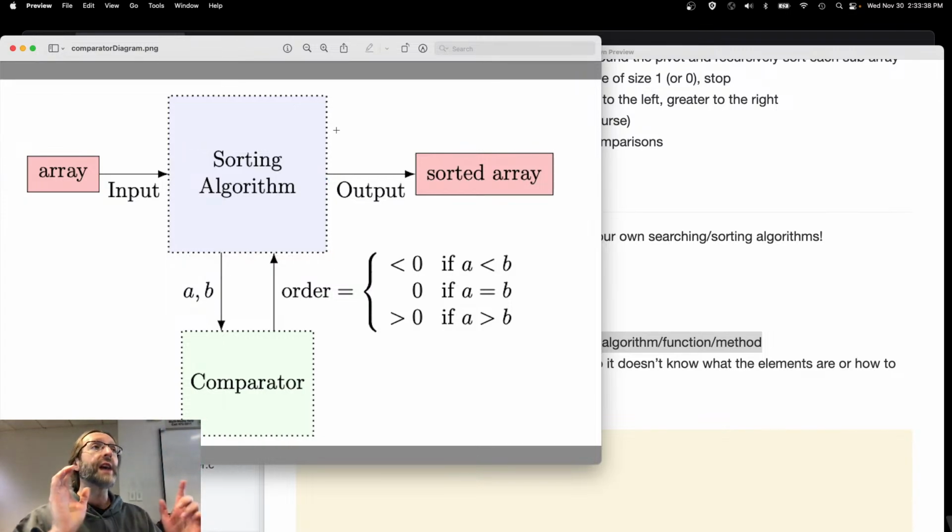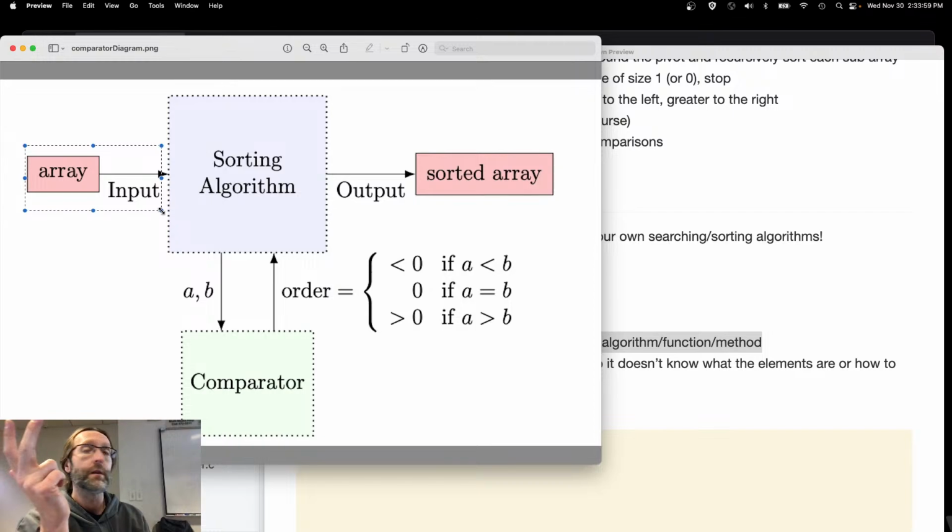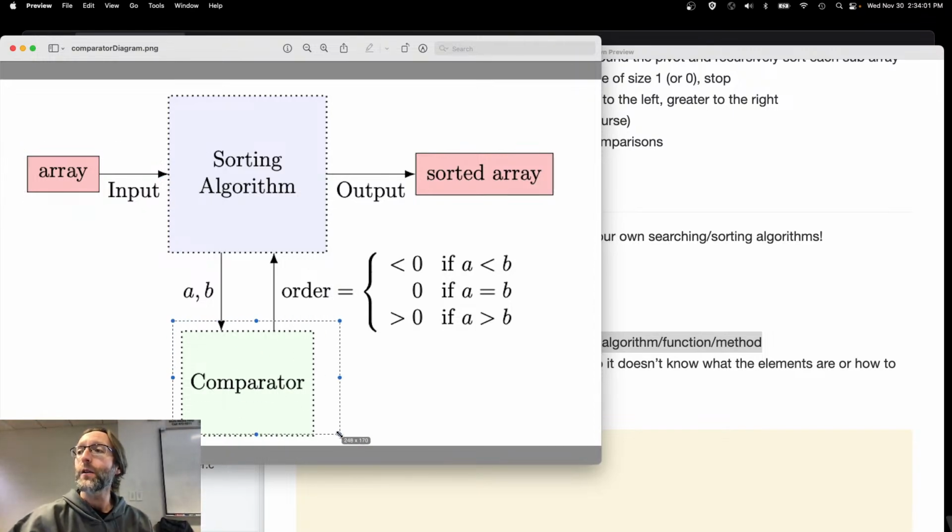A sorting algorithm knows how to sort. It does not know how to order, though, right? Given A and B, does it go like this, or like this? That's where a comparator comes in, this other component here. So the idea is that we give this sorting algorithm a generic array. It could be an array of doubles, integers, or anything, right? As long as we give it a comparator for those things that follows this pattern over here that we'll talk about in a second, it can sort whatever you give it, and it'll output a sorted array, okay?